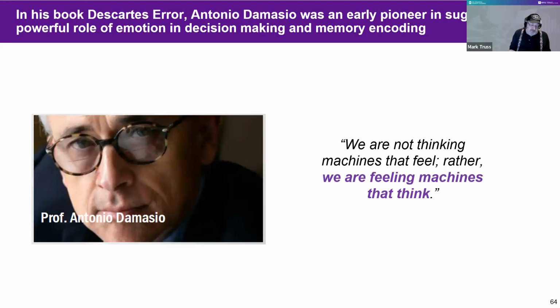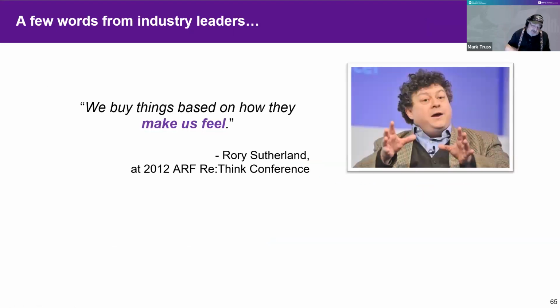Professor Antonio Damasio, who wrote the book Descartes' Error, which really kicked off the view of how memory and emotions work, sums it up by saying, we, people, are not thinking machines that feel. Rather, we are feeling machines that happen to think. And Rory Sutherland, who I mentioned in the last lecture, was speaking at the ARF conference about a decade ago, and he summed up his talk in a way that really struck me. He said, we buy things based on how they make us feel. That was really impactful to me.